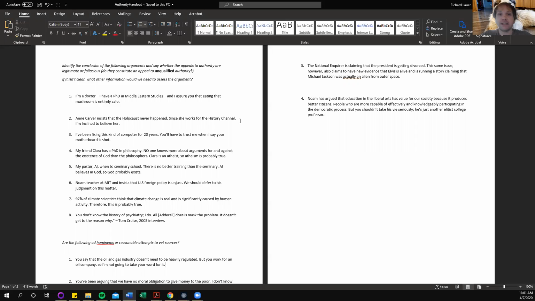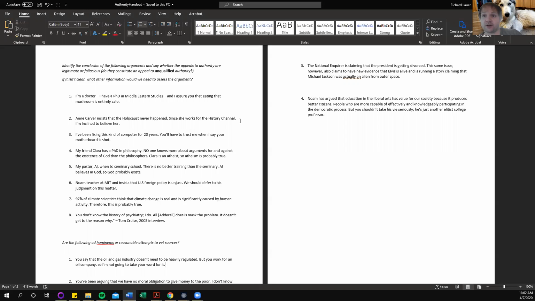It seems to be. The reason is that whether a mushroom is safe to eat is not something that would necessarily be known by somebody who has a PhD in Middle Eastern Studies. They might know a lot about certain regions of the world, their cultures and history, but they're not necessarily in a position to know anything about mushrooms. They would have to have a different specialization to serve as a reliable source with respect to that. So when we're thinking about whether somebody is a qualified authority, and whether there's an appeal to unqualified authority happening here, recall that the appeal to unqualified authority was in fact one of the informal fallacies that we discussed earlier in the semester.